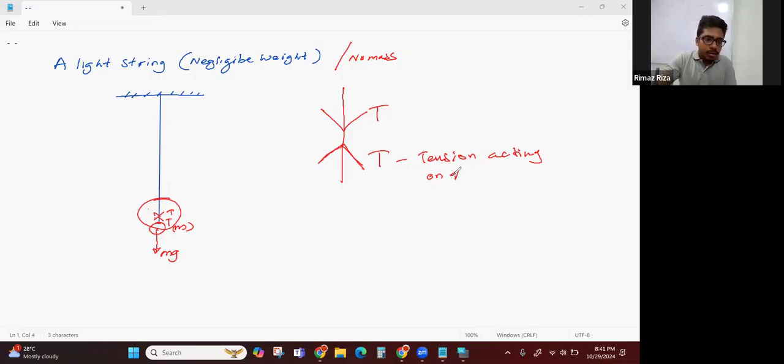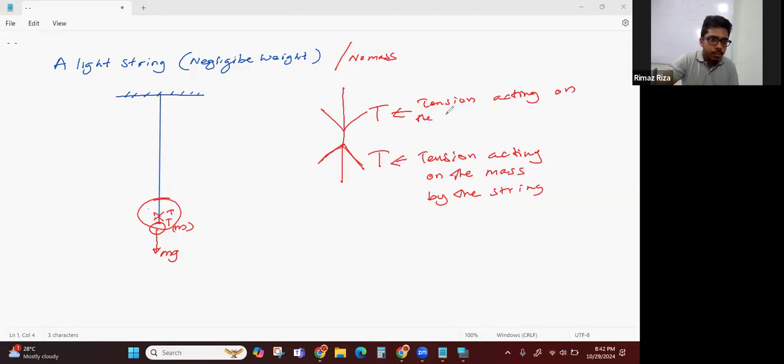Okay, so tension acting on the string by the mass. And this is the tension. Sorry, here I have the tension acting on the mass by the string. And here, if you consider this one, this is the tension acting on the string by the mass.